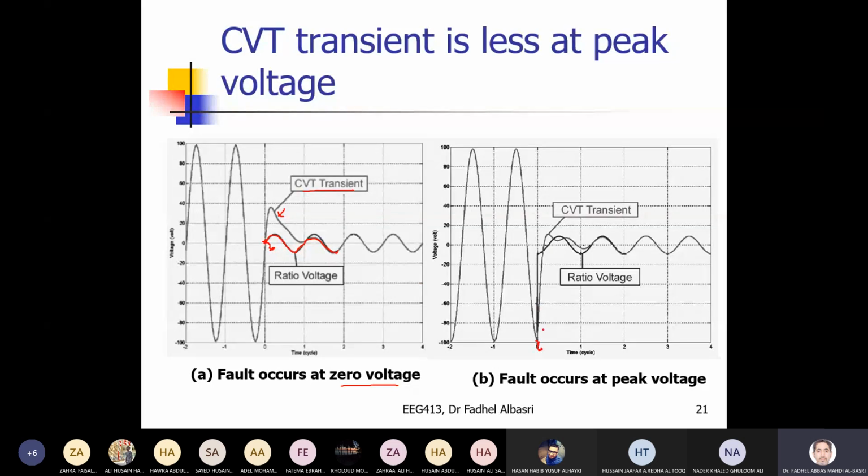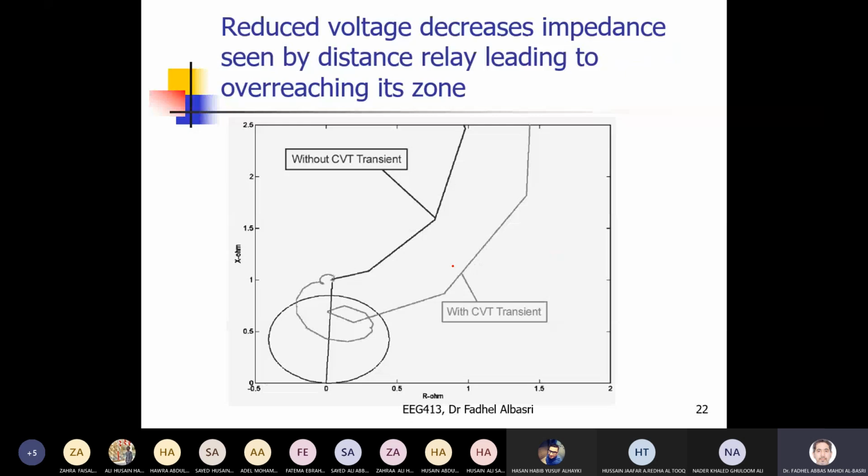Now, if you have faults at the peak, this is the ideal case where the voltage should look like, and this is the transient. But this is not in our hand, right? I cannot guarantee the fault will occur when the voltage becomes maximum, or when it crosses zero, or somewhere else. However, we should do these studies to see the worst case scenario for the transient voltage and how this affects the relay operations.